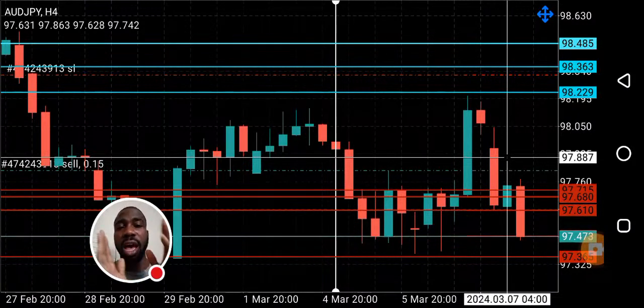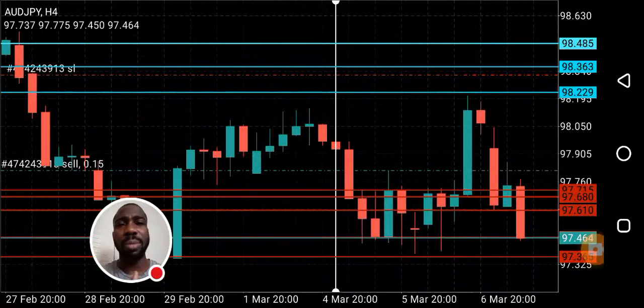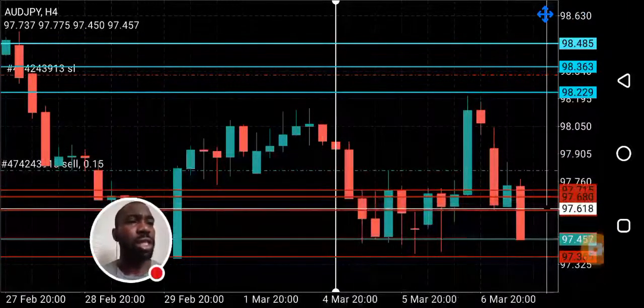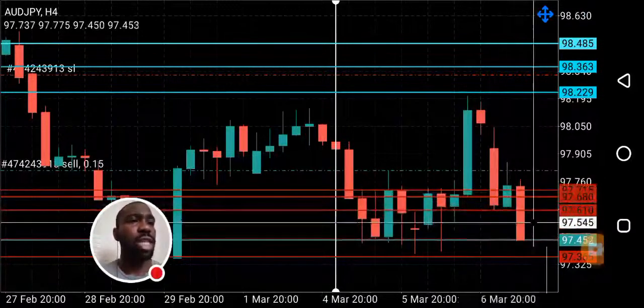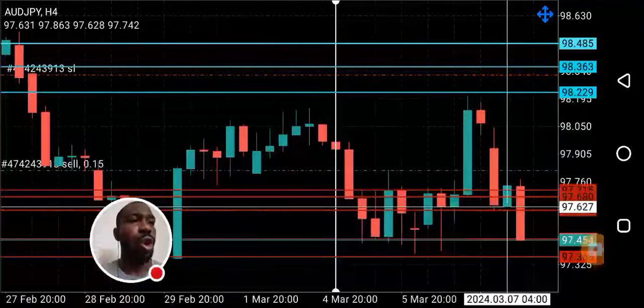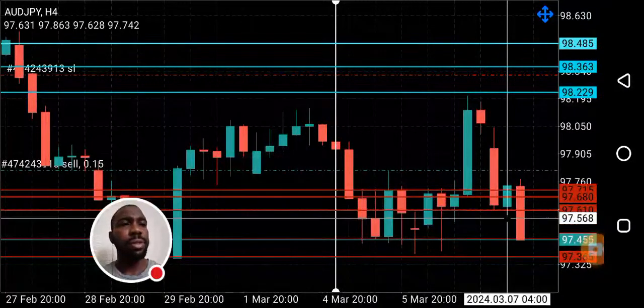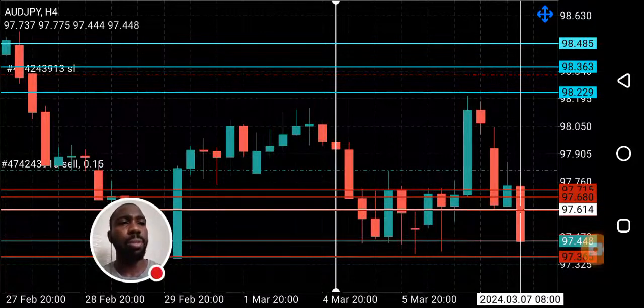But personally, I would have waited for price to pull back before I sell. So where would I want to see price pull back to on Australian JPY before I sell? I want to see price pull back to this level. You can see this zone I identified here. I want to see price pull back to this zone or to this broken support, which has become a resistance. That will be the best time to execute a sell trade.